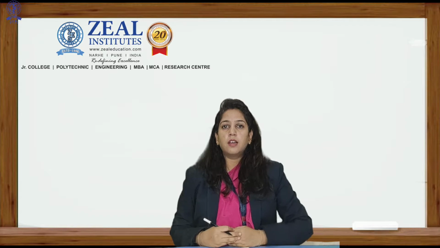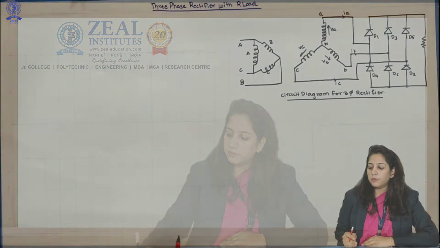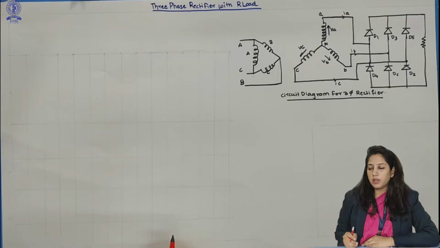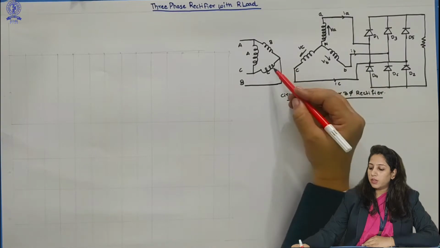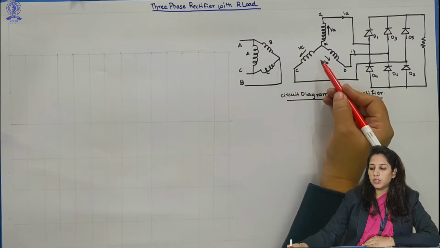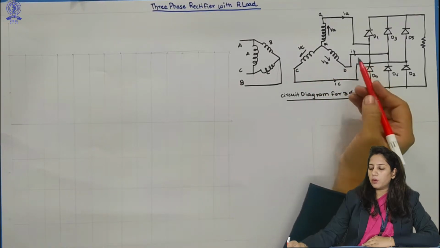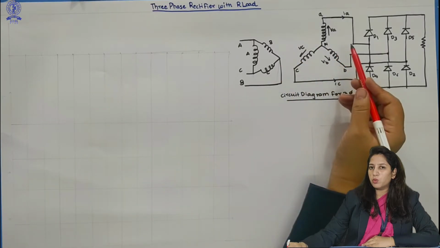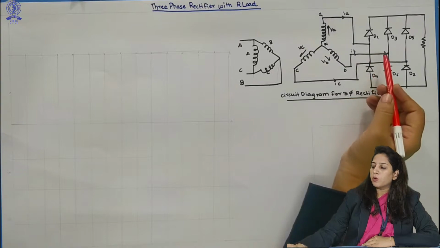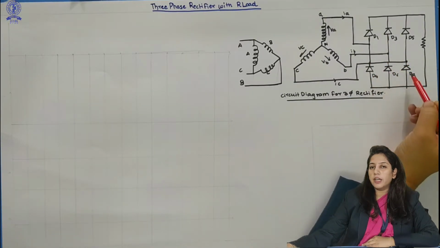So let's see the circuit for a three-phase rectifier. This is the circuit diagram. If you observe, we have connected a delta to star connection. Mostly a delta to star connection is used to step up. Here the line voltage and phase voltage are the same, and here the line voltage is equal to √3 times the phase voltage.